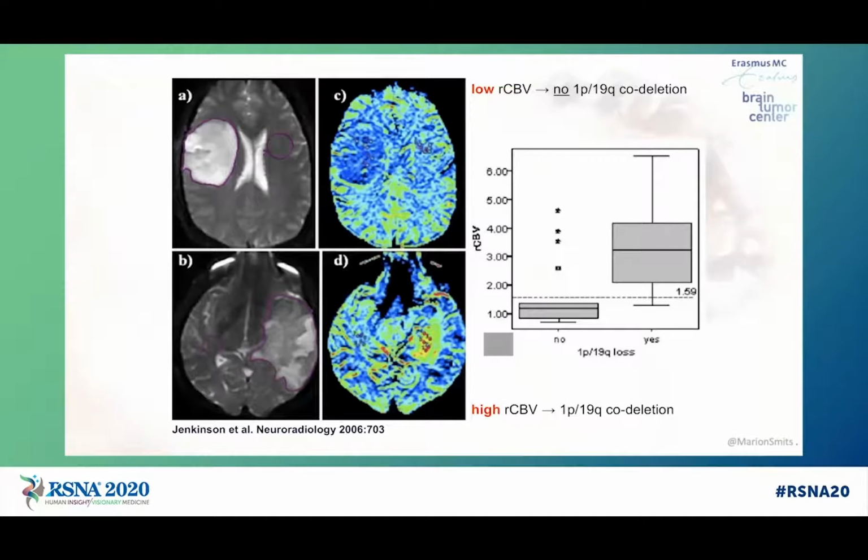Another feature of oligodendroglioma that we sometimes see is that there may be moderately increased perfusion, even in the low-grade tumors. And this is due to the internal vascularization of oligodendroglioma, which we can also sometimes see as pontiform enhancement.